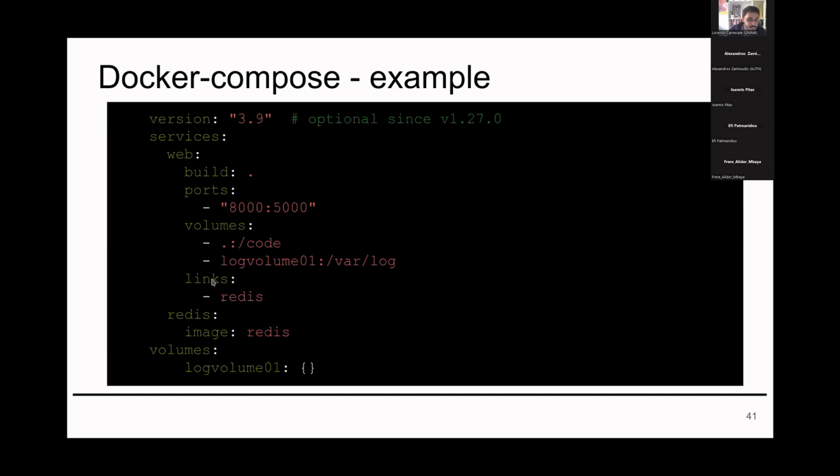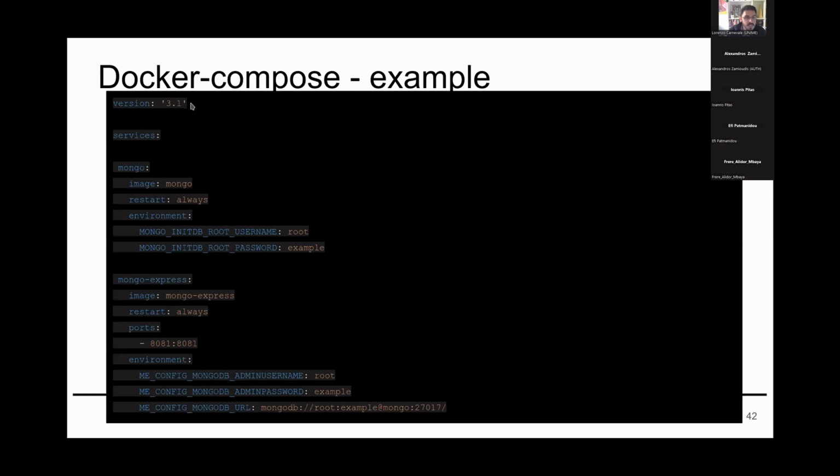And then this is linked with another image, which is called Redis. And Redis is an in-memory database. And this is a second service that could be run. And then we specify the volumes, like the log volumes.